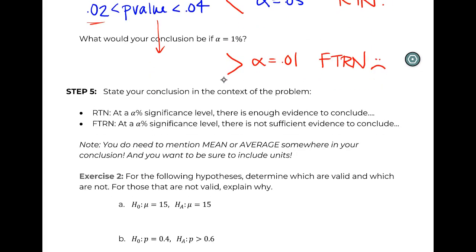And then our conclusion, same exact thing: at a 1% significance level, there is not enough evidence to conclude that the average blah, blah, blah. Big note here: make sure that you mention mean or average. That's a very common mistake, students just say the amount of time that teenagers will spend online. It's not about the amount of time they'll spend online, it's about the average amount of time they'll spend online. And then, of course, having units there. Those are the biggest oversights. If you just talk about teens spending time online, you're not saying that word average, and you're actually saying something incorrect.